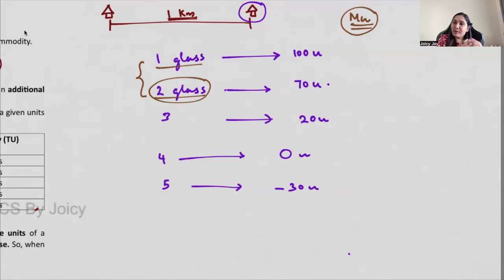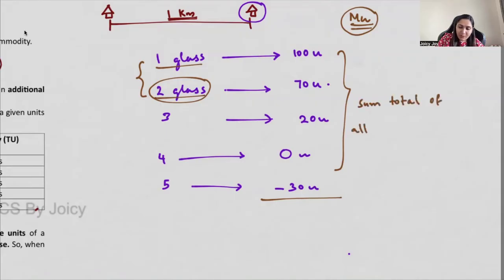That is what we call marginal utility. Now coming to the concept of total utility. What is total utility? Total utility is the addition, or the sum total, of all units of utility that you have got. That is 100 plus 70 plus 20 plus 0 plus minus 30.